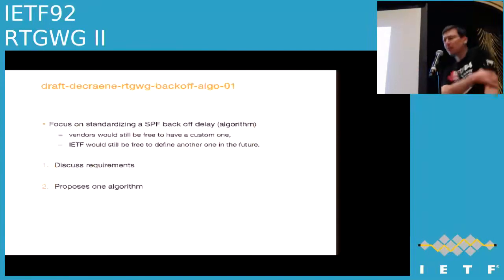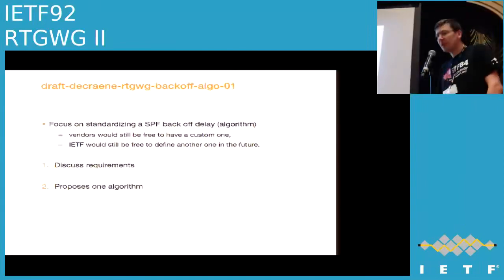Now let's move to the second draft, which defines the algorithm. It focuses on standardizing the backup delay. So the first step is to discuss the requirements. What do we want to achieve? What do we want to do? What properties do we want? And then propose the algorithm. So let's start with the requirements.